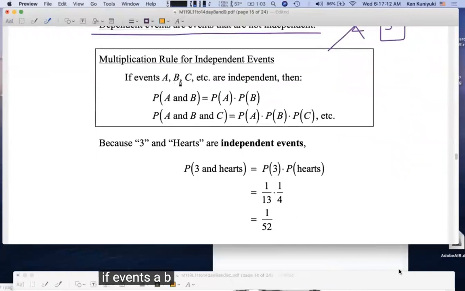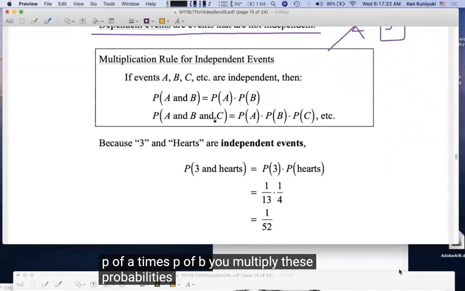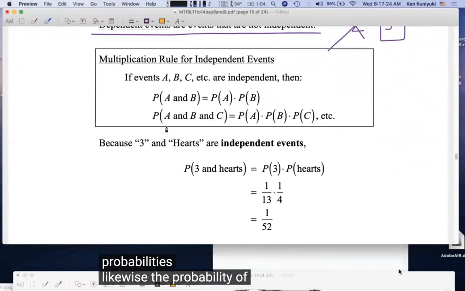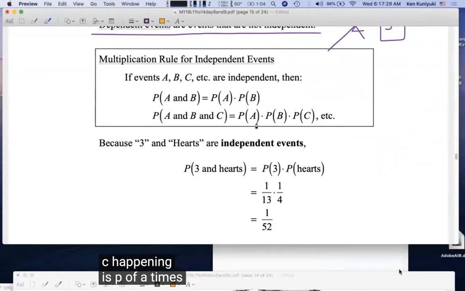If events A, B, C, and so forth are independent, then the probability of A and B happening is P of A times P of B. You multiply these probabilities. Likewise, the probability of A and B and C happening is P of A times P of B times P of C. You multiply the probabilities for these events.